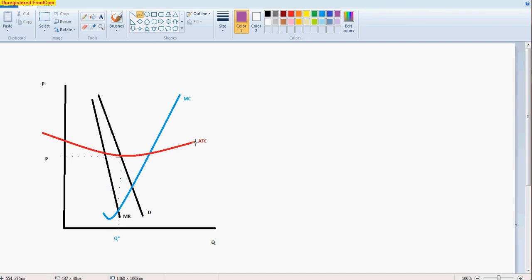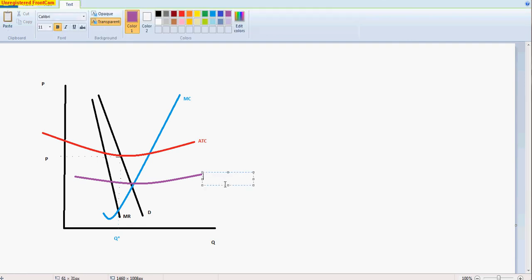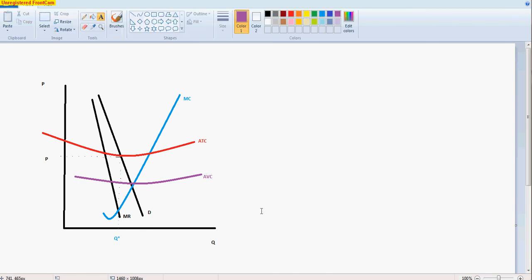Back up on that. And we'll draw this again, and we'll label that line average variable cost curve. And then right here we can see why this is zero economic profit, because the point where the ATC meets the demand curve is actually the price.